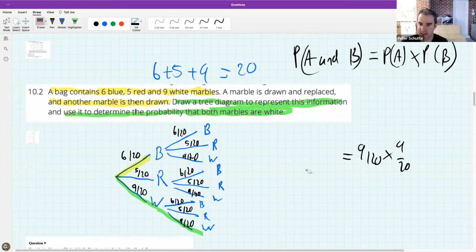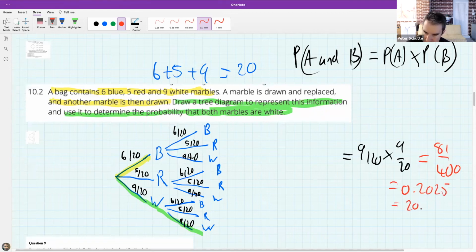So what do we get for that? 9 over 20, 9 over 20, that's going to be 81 over 400, or in decimal, it's going to be 0.2025, or in percentage, 20.25%. Okay, now I'm going to change the question because we've done all the working and now I want to see your thinking.